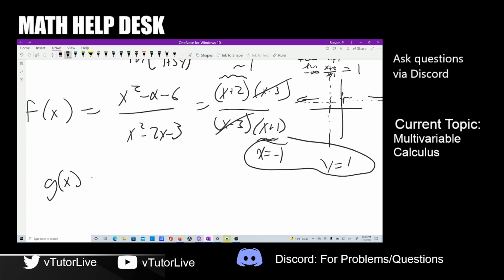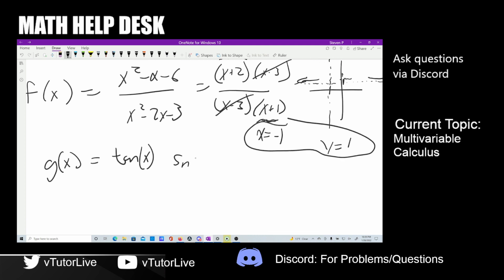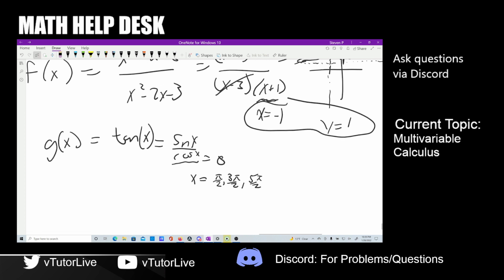The next one, g of x, is equal to tan of x. Just sine of x over cosine of x, right? And this blows up whenever cosine of x is equal to 0. And that happens whenever x is equal to, I think we said, pi over 2, 3 pi over 2, 5 pi over 2, etc., right? So I think this is basically pi over 2 plus k pi for some... Is this right?